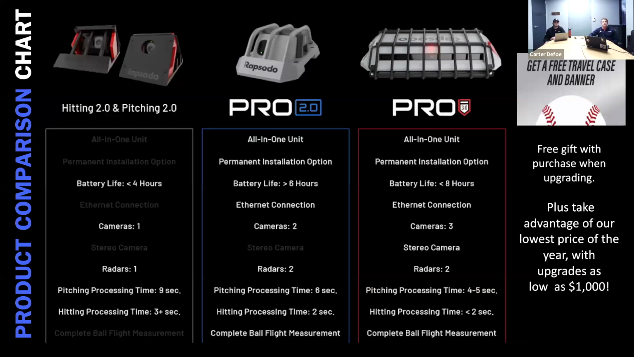And then a comparison from the legacy units to the Pro 2.0 and Pro 3.0 unit. The big one is the cameras and the radars. The older hitting and pitching 2.0 units had 1 camera and 1 radar. With the Pro 2.0 unit, you now get 2 cameras and 2 radars, and then 3 cameras and 2 radars with the Pro 3.0 unit. Both have faster processing time, for hitting and pitching as well. The battery life is longer, with an easier and quicker setup process as well.